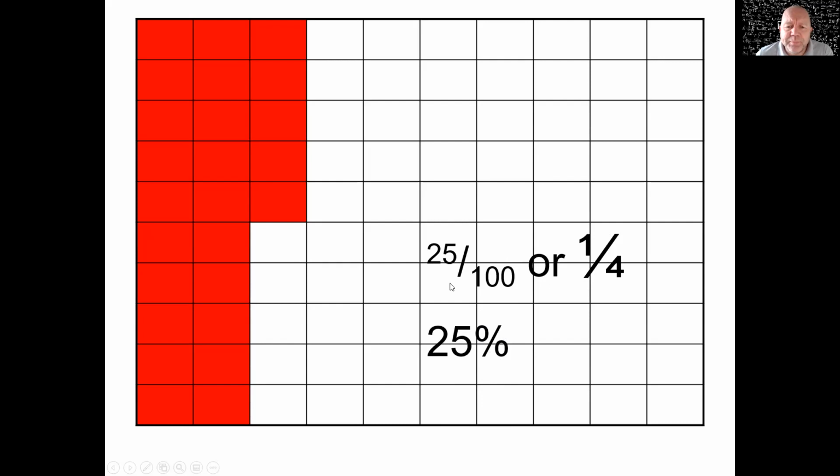What about as a decimal? Again, going back to my fraction, 25 hundredths. What does that look like as a decimal? There you go, 0.25. Okay, so each of these 3 values, the fraction, the percentage, and the decimal, have the same value. They all represent this red space, the shaded area of the 100 square.